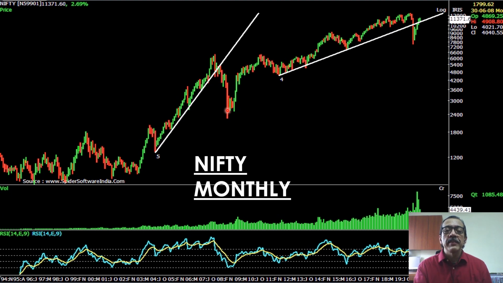After that, there has been a break of that trend line, and since then this entire rally has been far more gentle. Look at the slope of this trend line and look at the slope of this trend line. This rally that we have seen, and we have said this is a rally which took place from 2011.